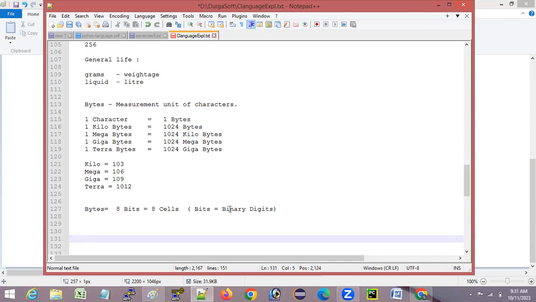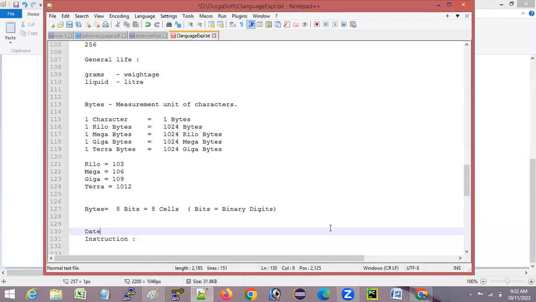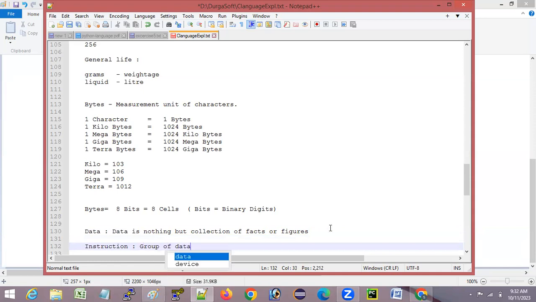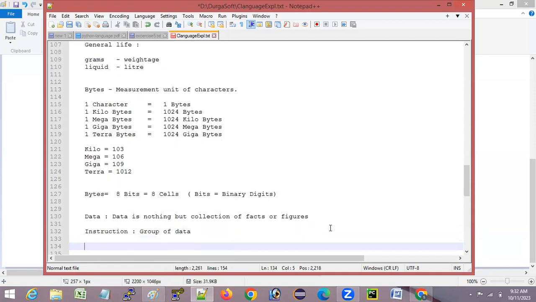Next we'll move on to what is meant by instruction. Now we have come to know what data is. Data is nothing but a collection of facts or figures. Now, what is instruction? Instruction is nothing but a group of data. A group of data is called an instruction.